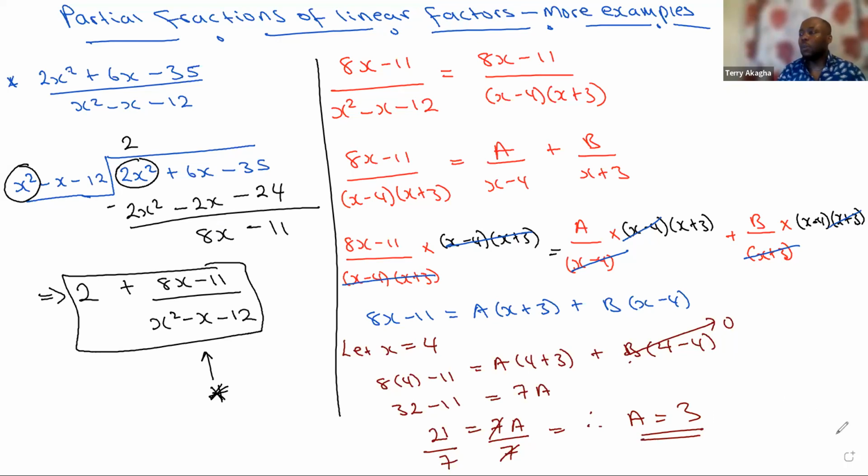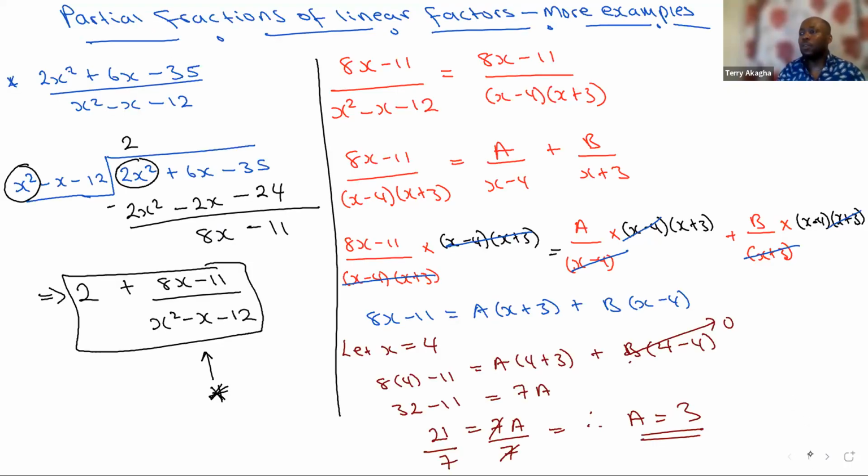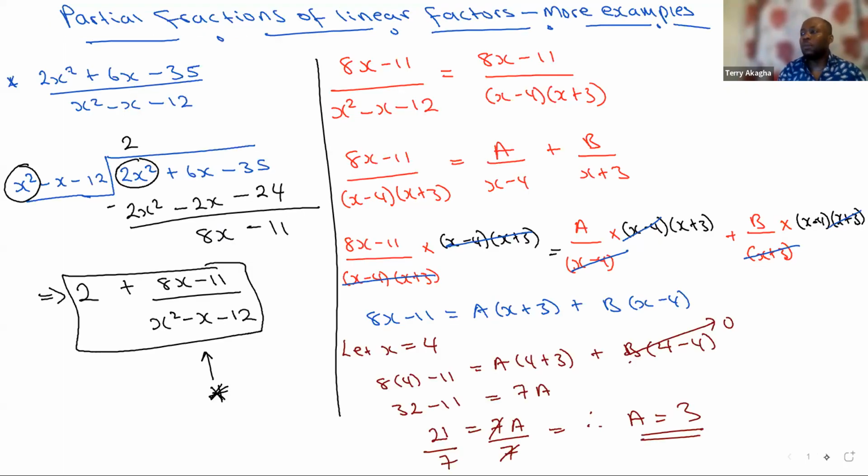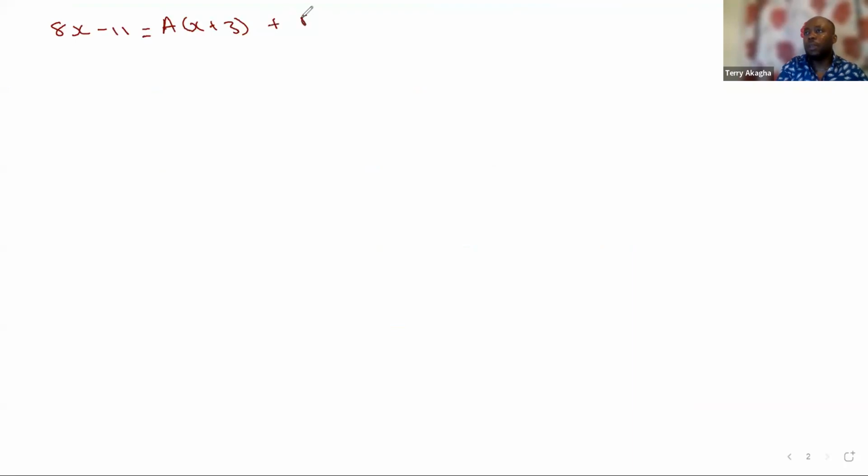Now to get b, we're going to do the same thing. We're going to rewrite the equation. So we have 8x minus 11 is equal to a(x plus 3) plus b(x minus 4). Let me just be sure. So write it in the other screen. Okay. So in the last screen, we made x to be equal to 4, so this will disappear.